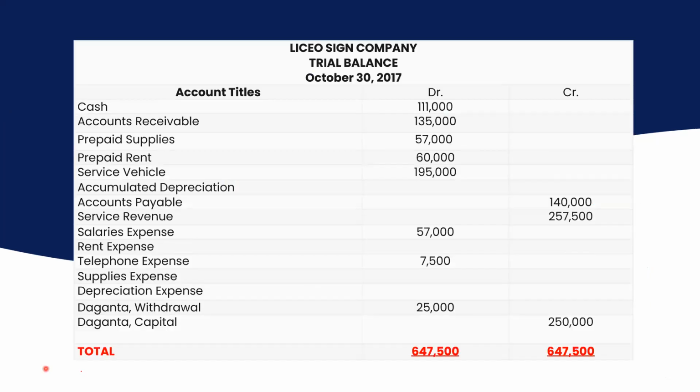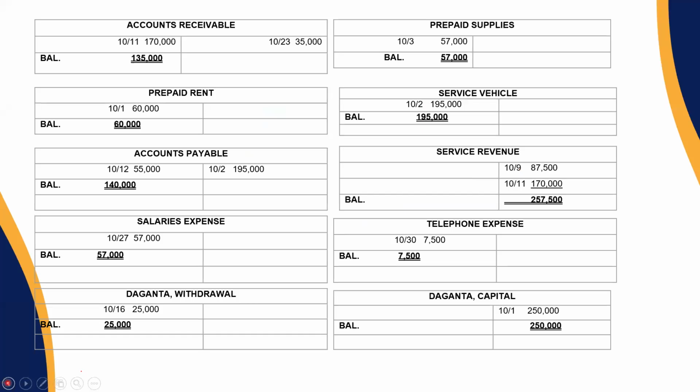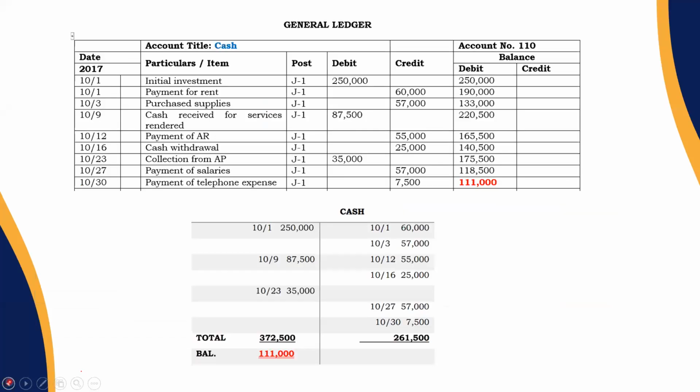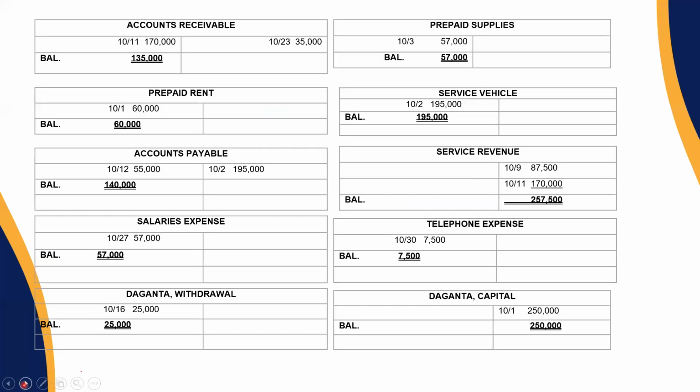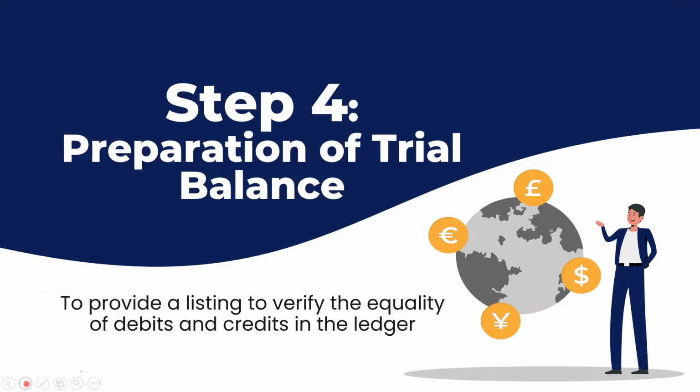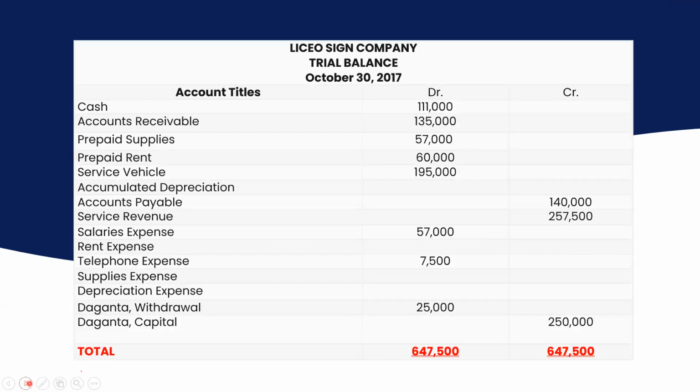Okay, now here, let's check. Diba, itong 100,000, 111,000, 135, 57, 60, 195, 57, 75, and 25,000 are all the balances from our general ledger. Galing po yan dito. Okay? Yung cash natin ito, 111,000. Yung lahat ng balances na ito, gagawin mo siyang trial balance. Paano ka mag-trial balance? The trial balance, i-check mo lang naman if equal ang debits and credits. So, ililista mo siya per debits and per credits.